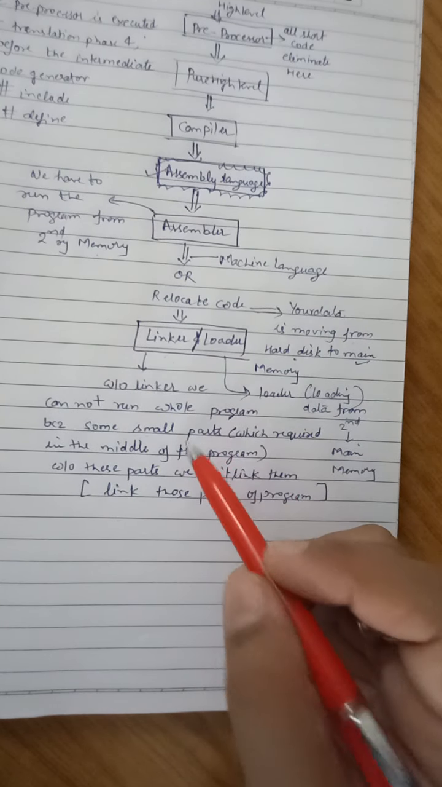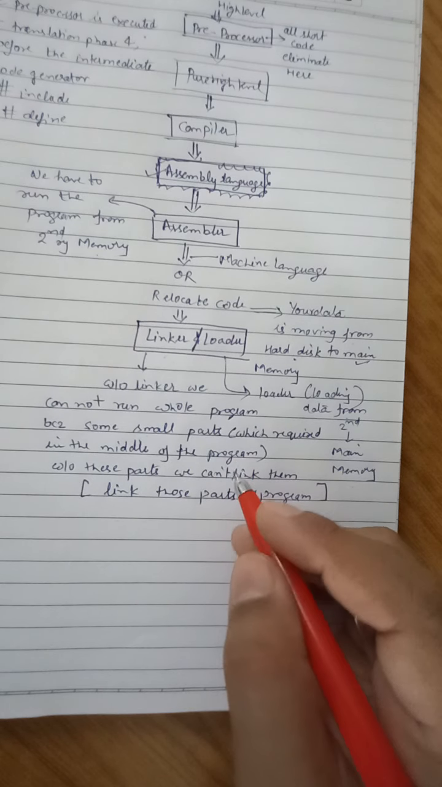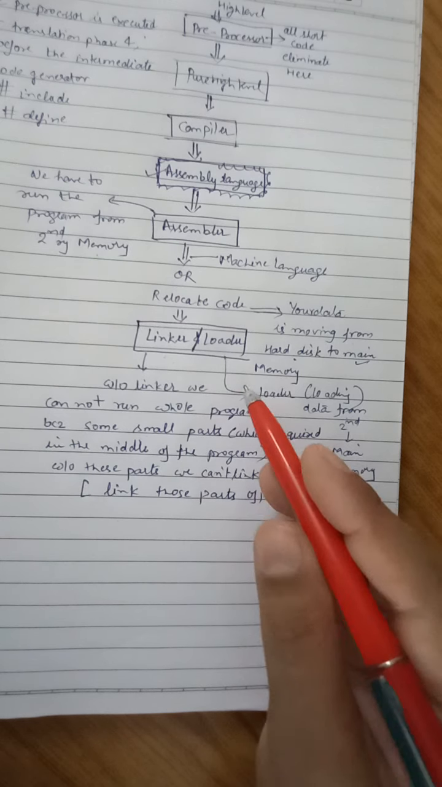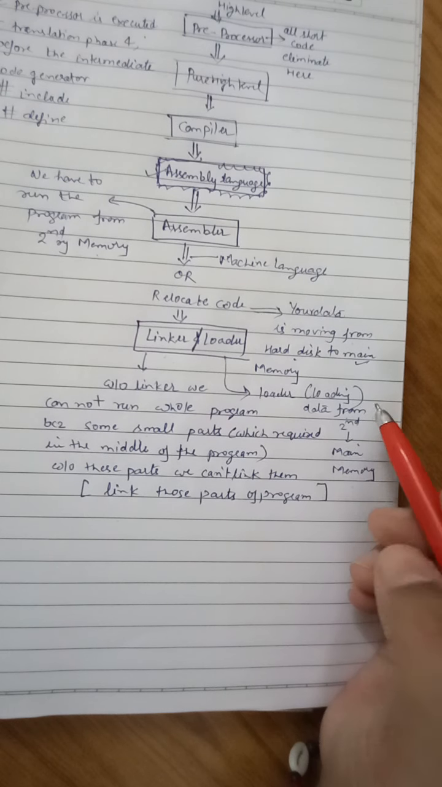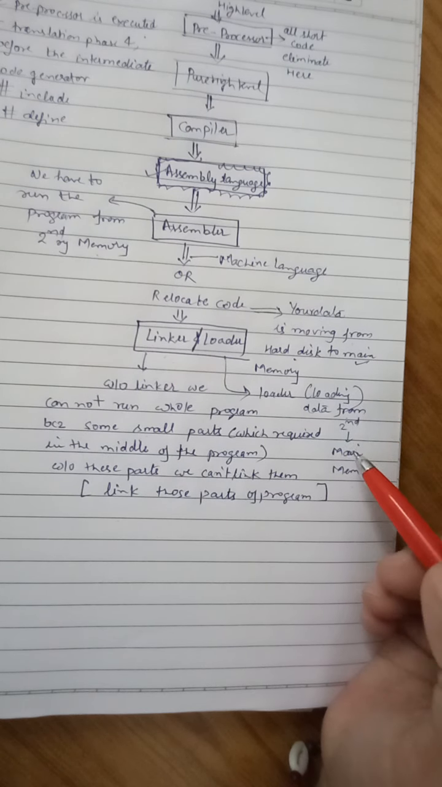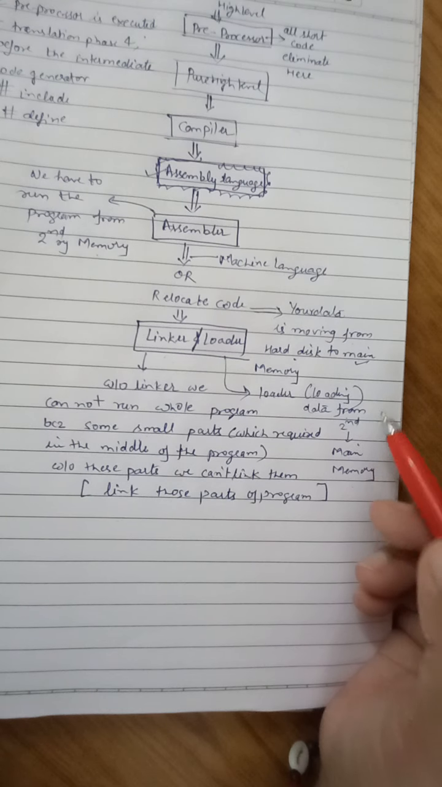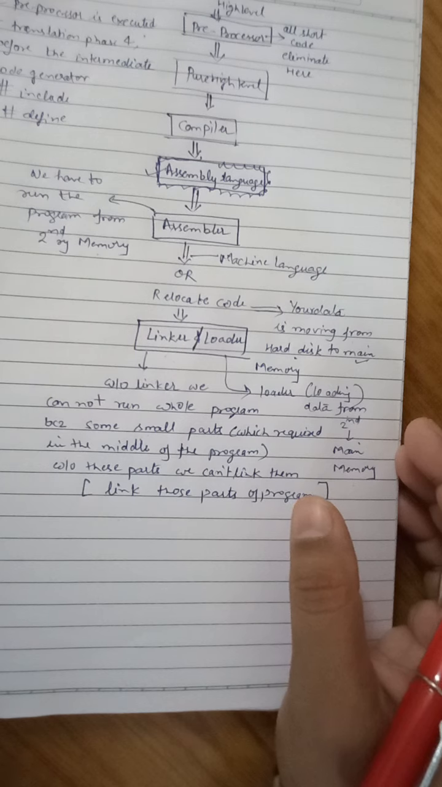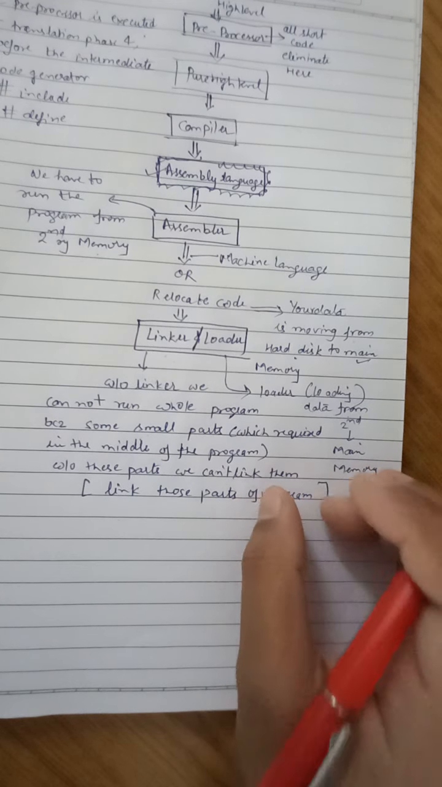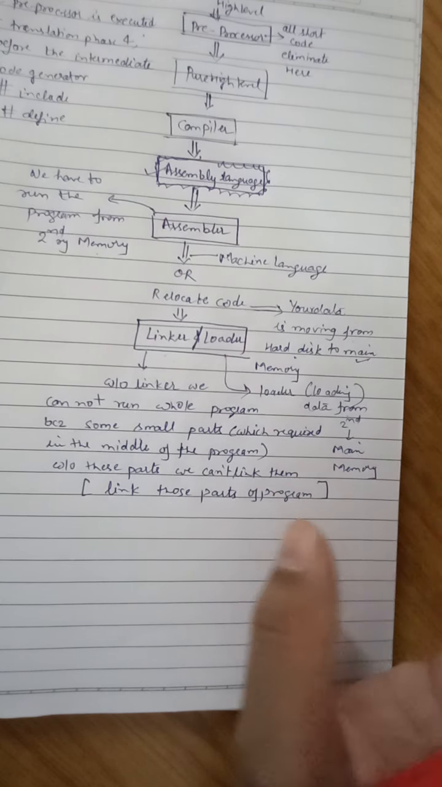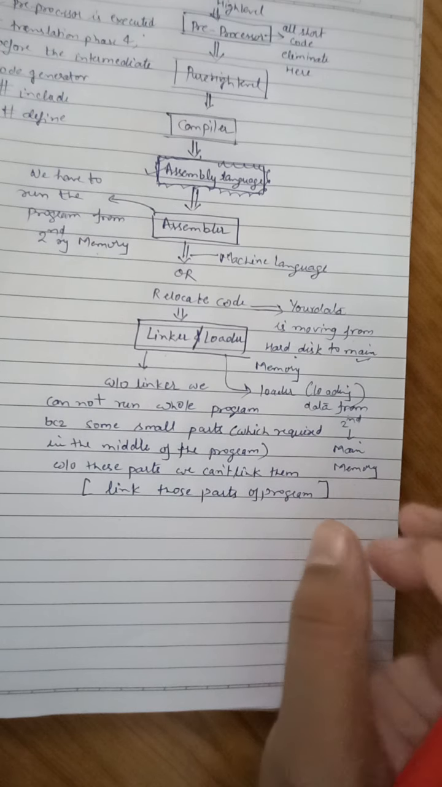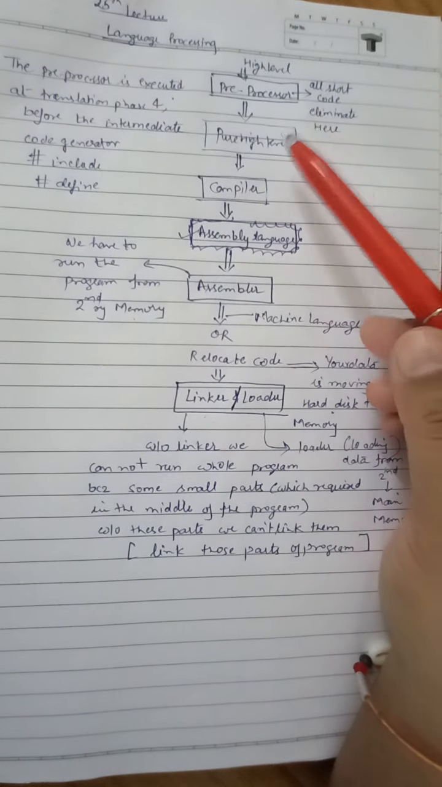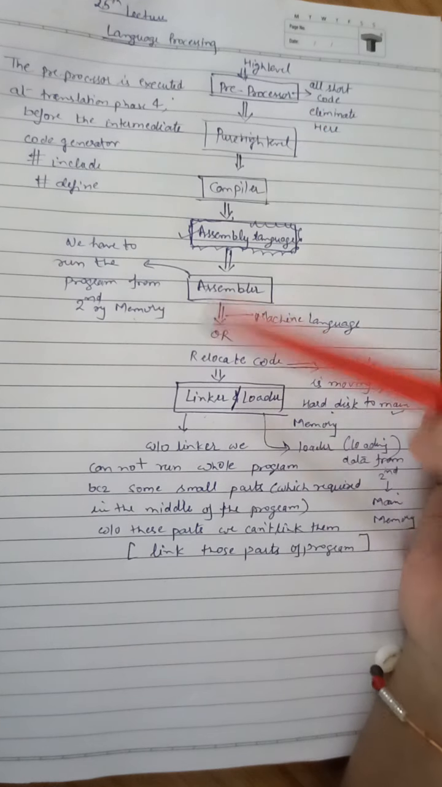The linker will give us the link where those small parts of the program are available, and the loader is loading that part of the program from secondary memory to the main memory, because at the same time we cannot put all the parts of the program in the main memory. When the program is too long, whenever required, we need to link it or load it. This is the language processing, where we are converting the data from high level to low level.